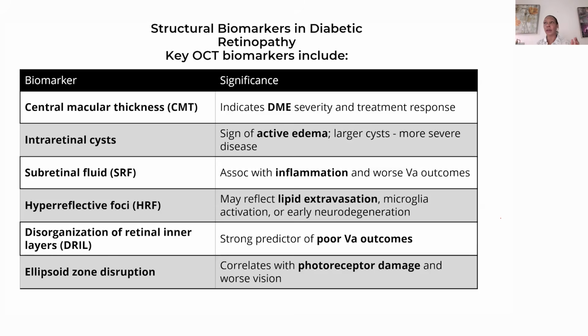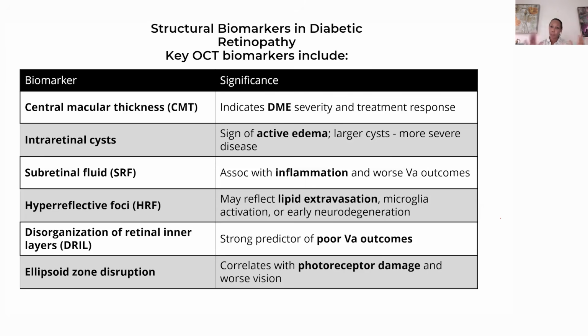Subretinal fluid can occur when you have external limiting membrane disruption. It can be associated with inflammation and worse visual outcomes. Hyperreflective foci can reflect either hard exudates, or microglial activation or early neurodegeneration. They do respond to intravitreal implants more so than they respond to anti-VEGF, so it's thought to have an inflammatory component. DRIL, or disorganization of the retinal inner layers, is a strong predictor of poor visual outcomes with treatment. And the ellipsoid zone disruption correlates with photoreceptor damage and worse vision.